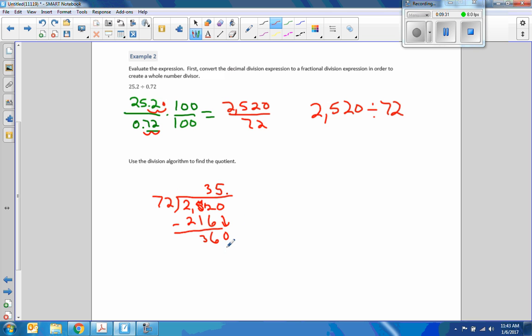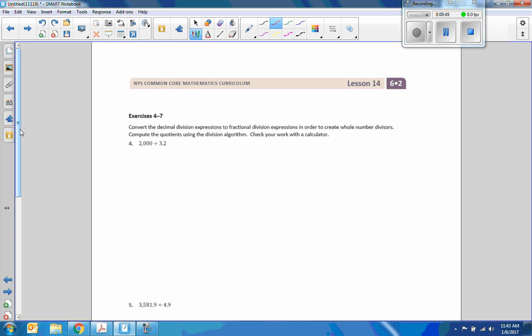72 will go into 360 5 times. 5 times 2 is 10. 5 times 7 is 35, plus this 1 that we carry over, 36. So 360 minus 360 is 0. So my answer is 30. Okay? Try that again.